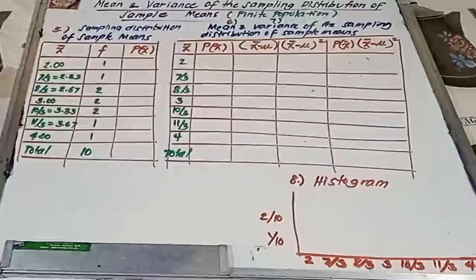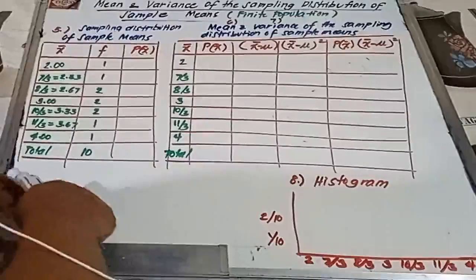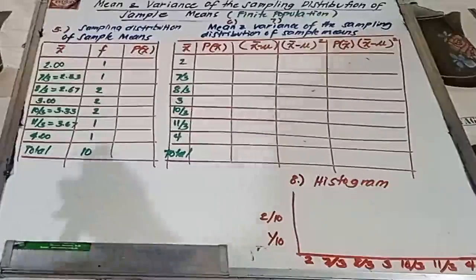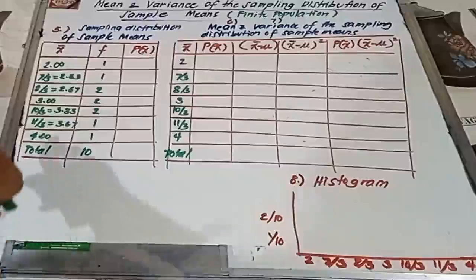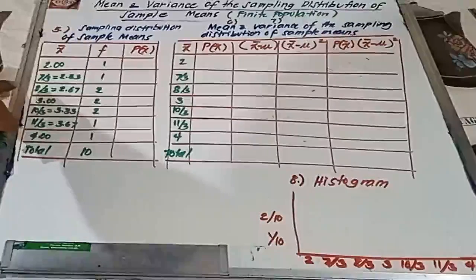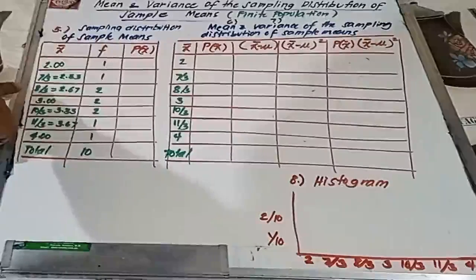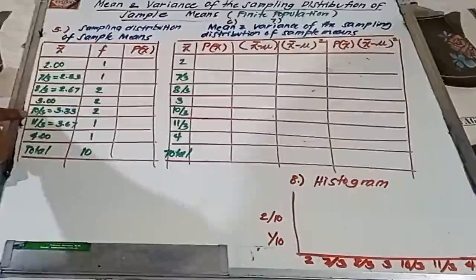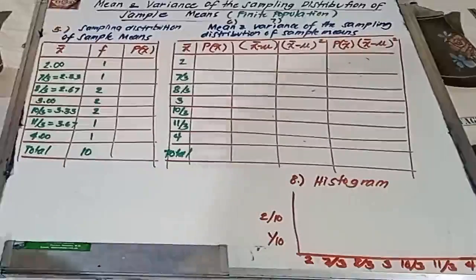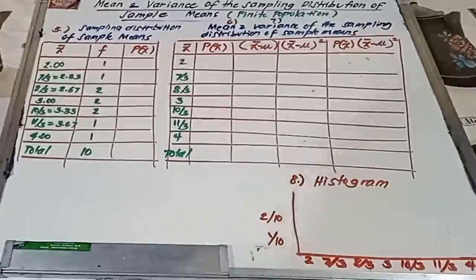So ito na yung ating ikalimang step in solving the mean and variance of the sampling distribution of sample means. The fifth step is we're going to construct the sampling distribution of sample means, which consists of three columns: the mean, the frequency, and the probability of each sample mean. Now, we have here yung value ng sample means natin: 2, 7/3, 8/3, 3, 10/3, 11/3, and 4. Nilagay ko na rin yung equivalent niya sa fraction. Later on, gagamitin natin siya na fraction yung ating sample mean sa pag-compute ng mean and variance of the sampling distribution of sample means.